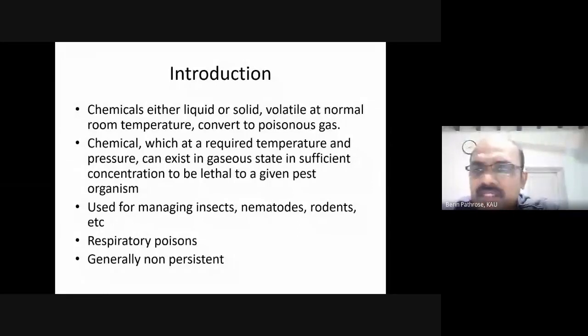These are a few of the basic characters a fumigant should possess: it should get converted into gaseous phase at room temperature, it should be toxic, it is non-persistent, and all of them are respiratory poisons. So these are the basic characters. Individual characters we will see later.